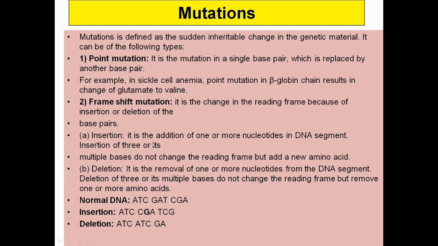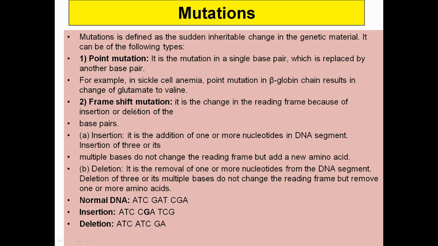Here, two types of mutations are there. Point mutation is a mutation in a single base pair which is replaced by another base pair. For example, in the case of sickle cell anemia, we have discussed that a point mutation took place in the beta globin chain, and the resultant amino acid is different, that is glutamate to valine.